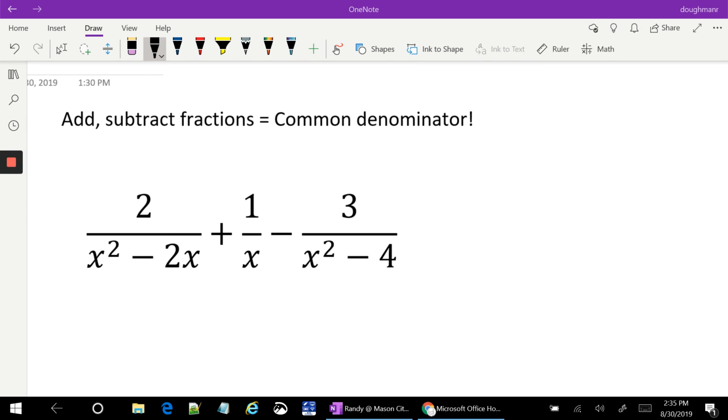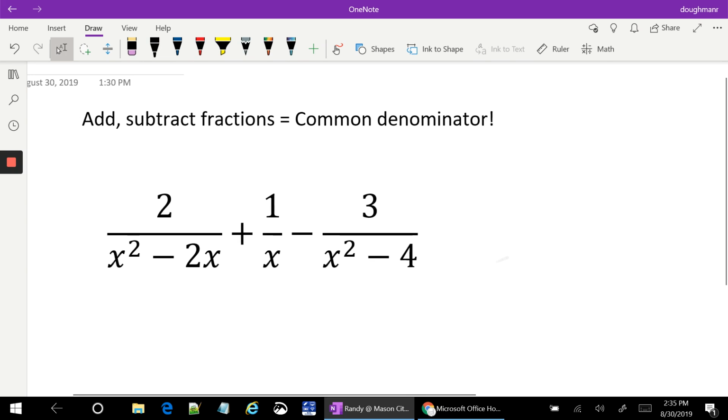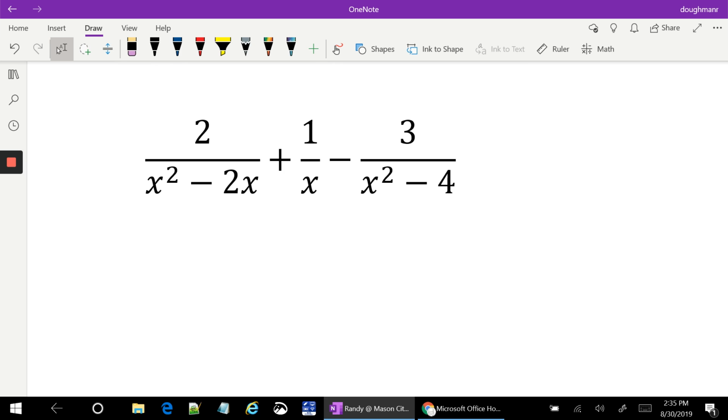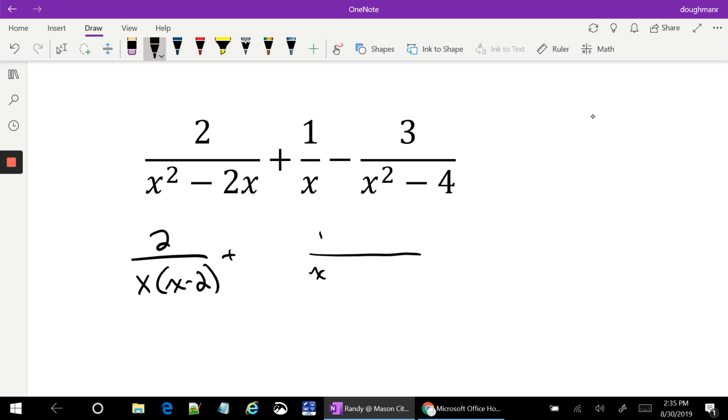Okay, today we're going to add and subtract fractions, and the key here is to find a common denominator. So once again, we're just going to start factoring. So I've got 2 over x times x minus 2, plus, and I've given myself space here for a reason, 1 over x. And I'm just going to do plus minus 3 in the numerator there. And x squared minus 4 is x plus 2, x minus 2.